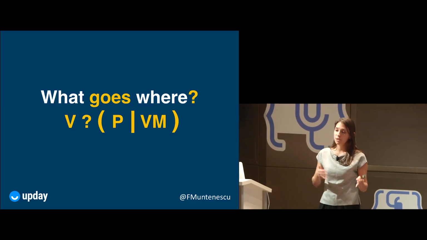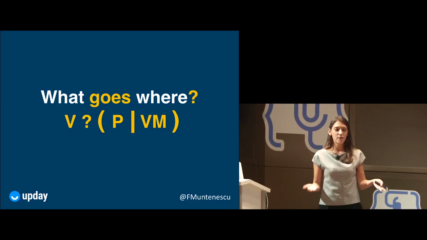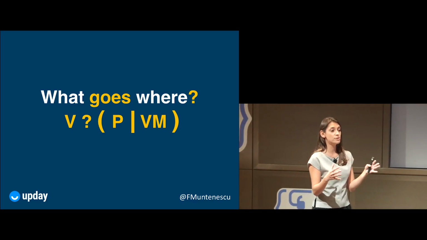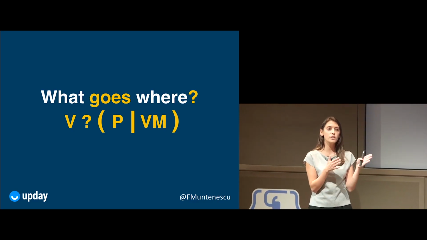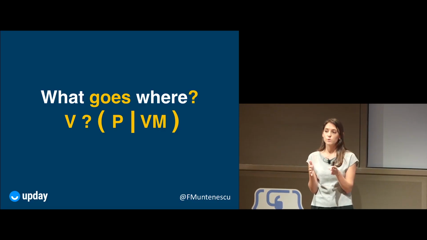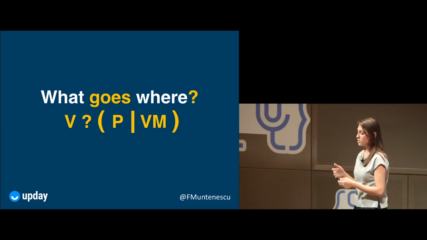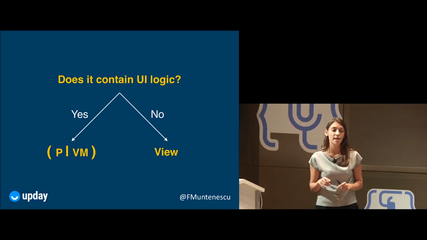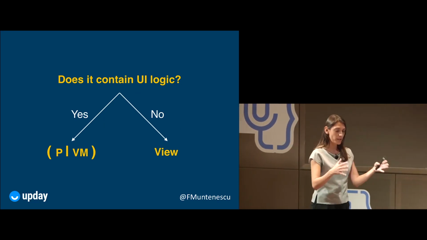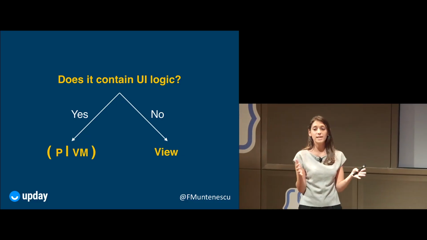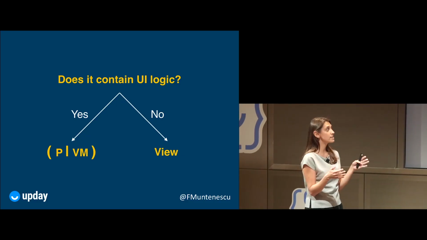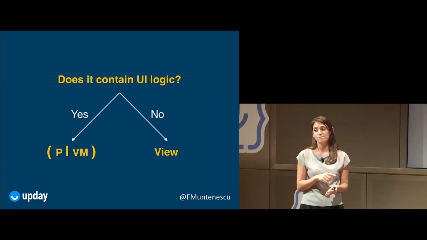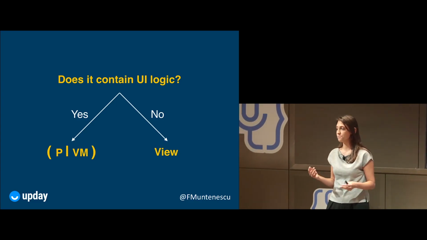But then, when you're creating those presenters and view models, how do you decide what goes where? So let's say that you have some piece of code that you need to implement. How do you decide what goes in the view and what goes in the presenter or the view model? Well, actually, the testability of MVP and MVVM helps us with answering this question. So just think about that piece of code that you need to write. Does it contain any UI logic? If yes, definitely needs to go in the presenter or the view model because it needs to be tested. If not, just put it in the view.